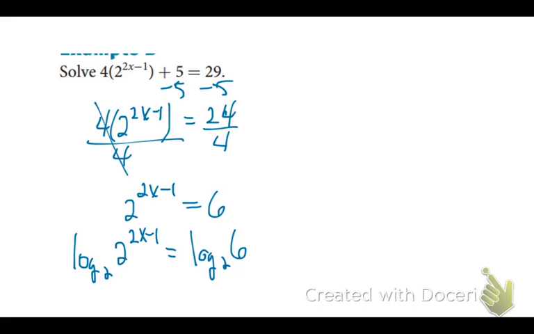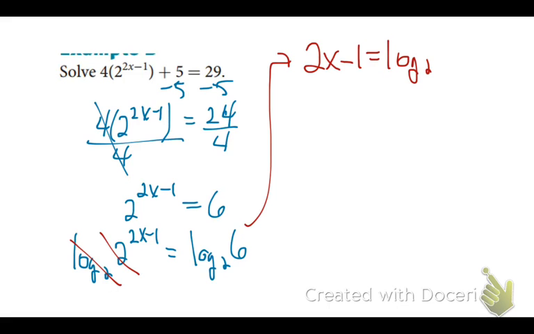We can do that as long as we do it to both sides, right, to keep that balance. We're not changing that value. Now, this log base 2 does what to this base 2? They cancel each other out. And that is exactly what we wanted to do. So we are left with, on the left-hand side, just what that power was, which was the 2x minus 1, equal to the log base 2 of 6.